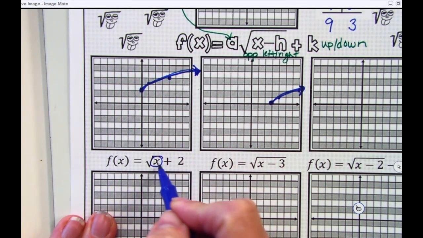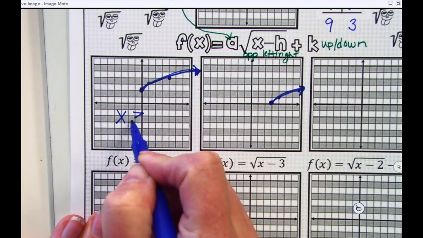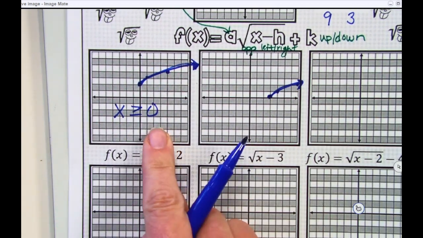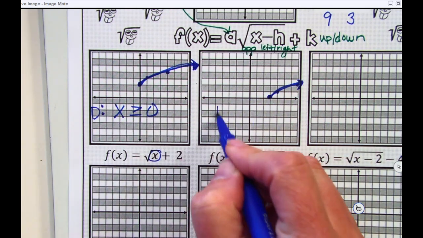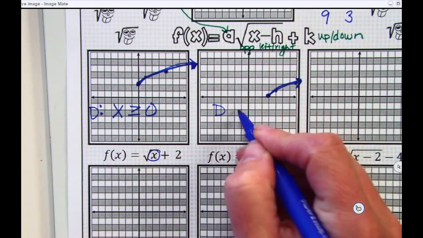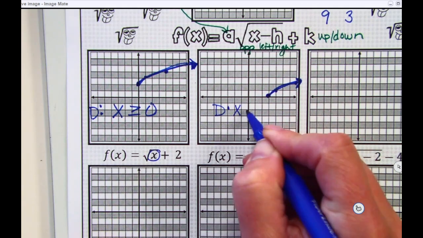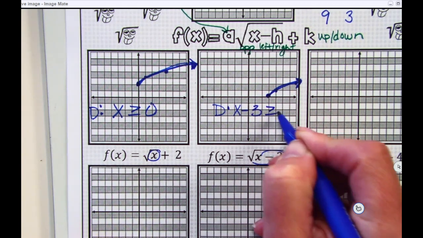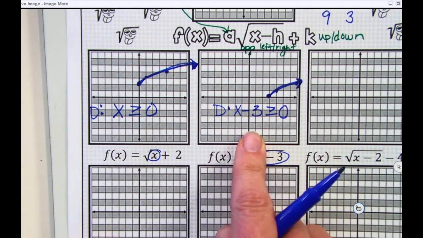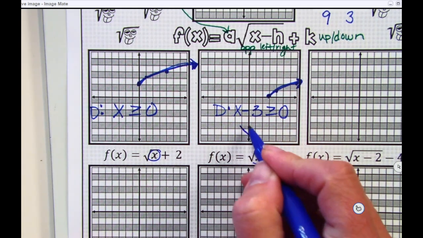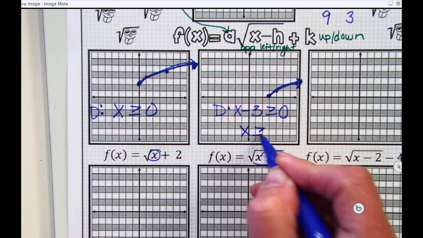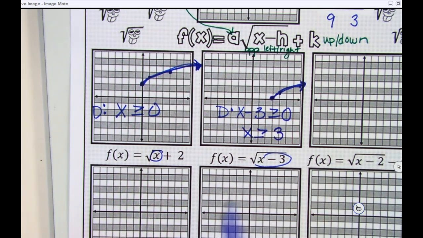You're on the right path, yeah. So whatever's under here has to be greater than or equal to 0. Is that one already solved for? There's your domain. This one, whatever's underneath the radical, so in this case x minus 3, has to be greater than or equal to 0. Solve for x, what do we do? Add 3. X has to be greater than or equal to 3.